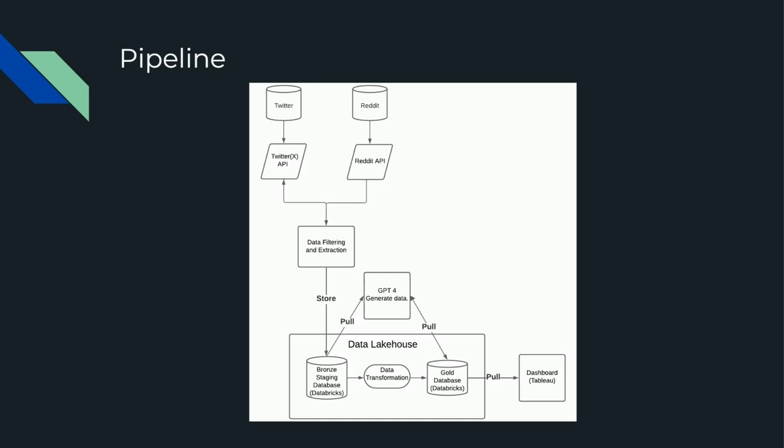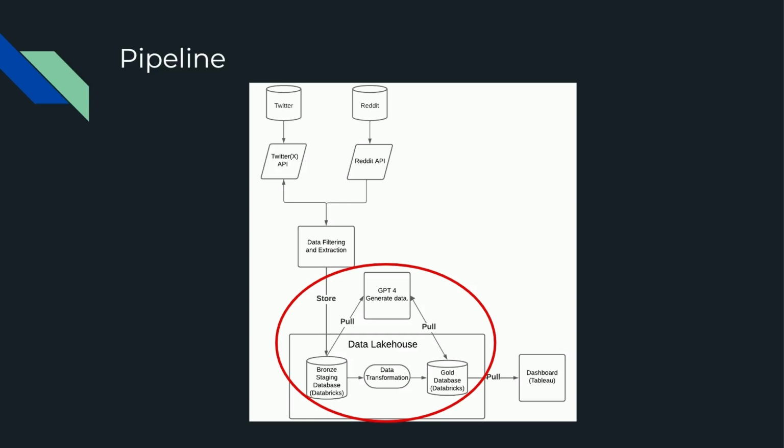This is the pipeline used to get all of the necessary data. First, data is taken from Twitter and/or Reddit using those platforms' own API. Posts about threats are then filtered out and go into the Bronze database.